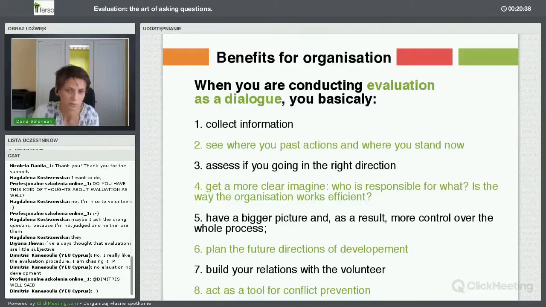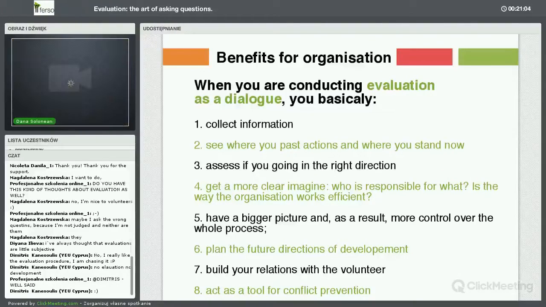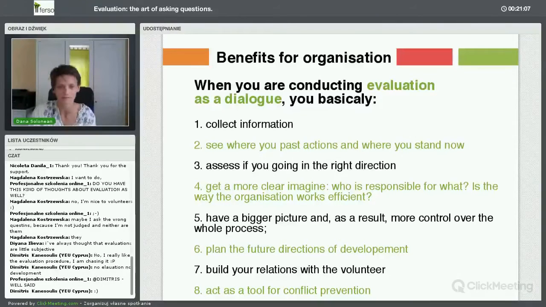So why do I think this change of perspective is beneficial, and why do I think that evaluation is good for all of us? Because when you're conducting evaluation as a dialogue, you basically collect information, and we all know that besides needing information for ourselves to see how it's going, and for the volunteers to be able to provide feedback, we also need information for reporting. So taking even a very down-to-earth, pragmatic perspective, then we see your past actions and where you are now.